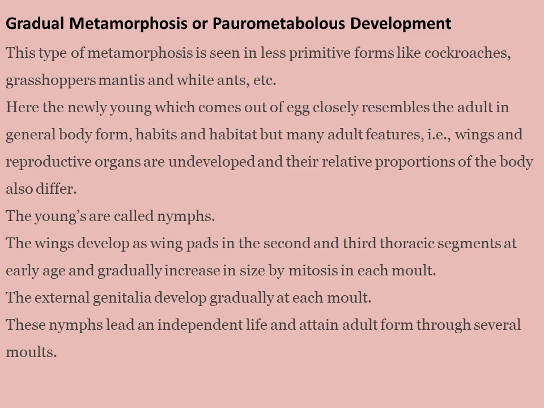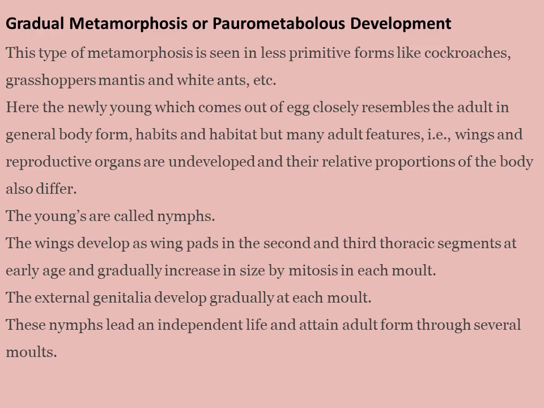In this type of metamorphosis, which is seen in less primitive forms like the cockroaches, grasshoppers, mantis and white ants, the newly young which comes out of the egg closely resembles the adult in general body form, habits and habitat. But many adult features, that is wings and reproductive organs, are undeveloped and the relative proportions of the body also differ. The young ones are called nymphs.